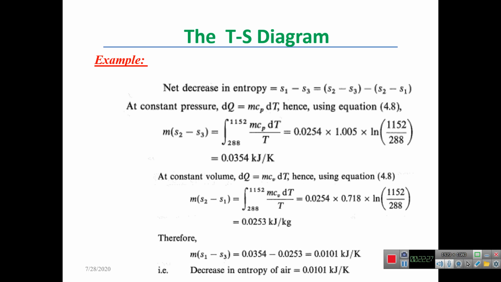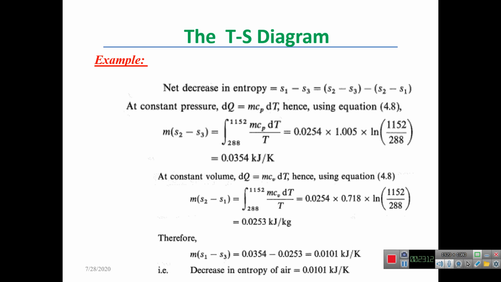Now at the constant volume process, dq is equal to m cv dT, also carrying out analysis similar to what you have carried out above for the constant pressure process. m into S2 minus S1 is equal to the integral between T1 and T2 of m cv dT upon T, which is equal to 0.0254 times 0.718, which is cv for air, ln 1152 divided by 288, and this is going to give us a value of 0.0253 kilojoule per Kelvin, not per kilogram. This should be per Kelvin, just as in the previous one. This is a typing error.